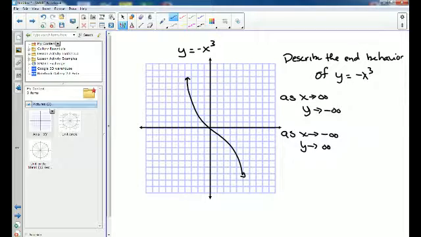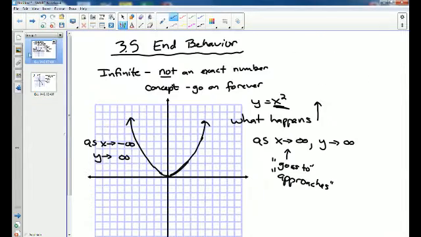Are you okay with that? You always write it with an x before y. Yes, because x is the basis of our function. It's the independent variable. Y is the dependent variable, right? They describe both sides.